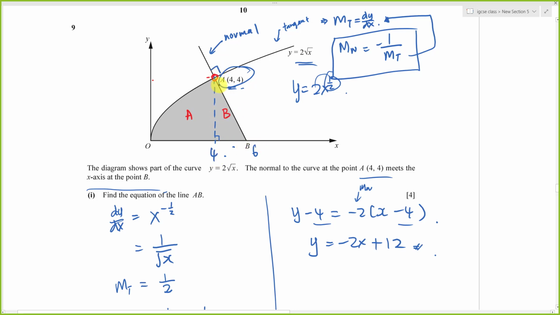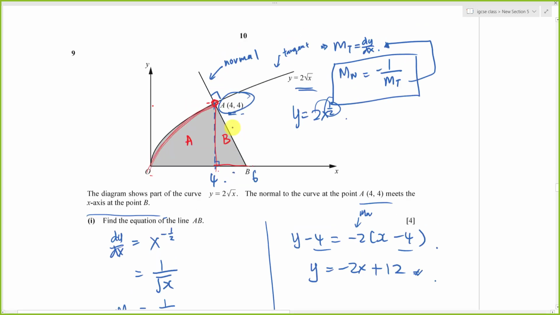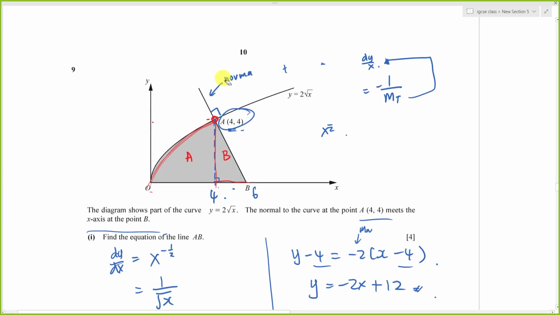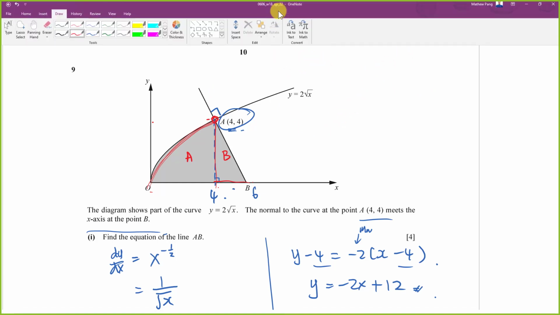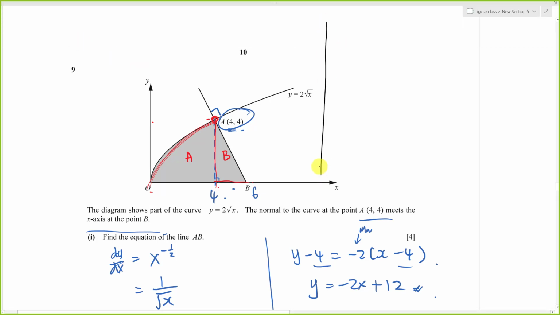Part B is quite easy. It's a triangle, so you can just do half times base times height. You can easily get the area of the triangle. But part A, over here, you need to integrate this curve. You integrate this curve from 0 to 4. Then you plus part B, the triangle, and you get the whole area of the shaded region. Okay, so if you get the idea, I'm going to do my last part over here, because having the diagram is easier for you to understand my working.